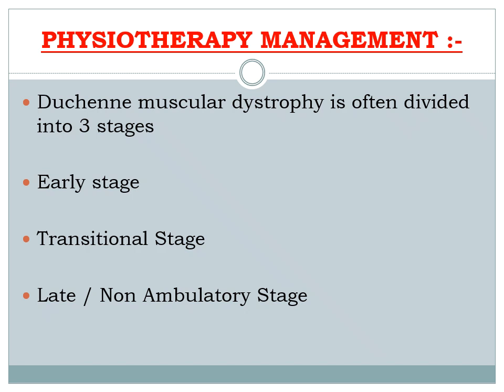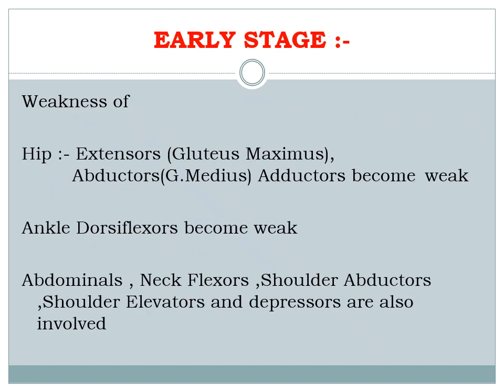Duchenne muscular dystrophy is often divided into three stages: early stage, transitional stage, and later stage, which is called the non-ambulatory stage. Early stage: weakness of the major hip extensors or gluteus maximus muscle, the abductors, gluteus medius. Then adductors become weak. Then ankle dorsiflexors become weak.